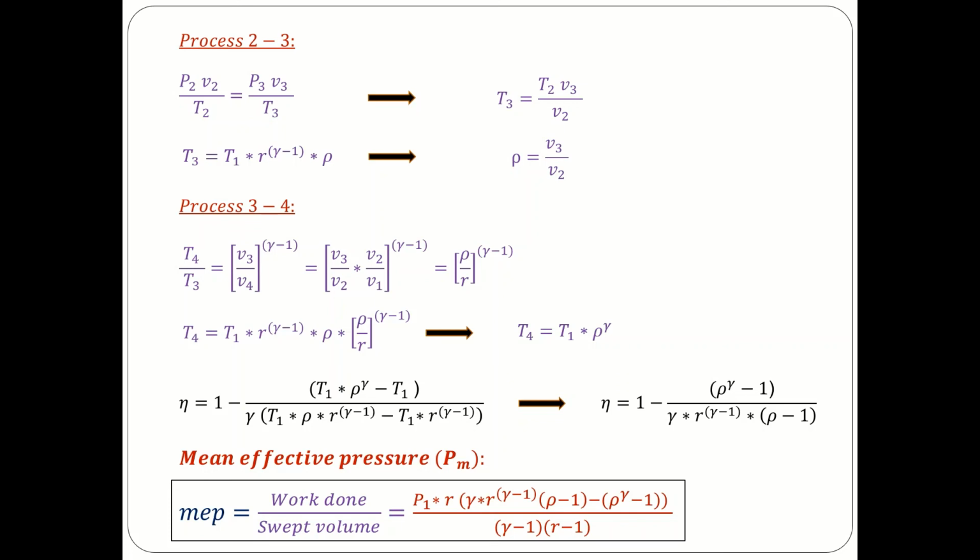Similarly, there is another parameter which we discussed earlier, and that is mean effective pressure, which is work done upon swept volume. So you can get this expression for a diesel cycle also, and you will see in both the expressions of mean effective pressure, for Otto cycle as well as diesel cycle, you have P1 in the numerator. That means if the suction pressure is higher, then the mean effective pressure can be higher, and in turn the work output can be higher.